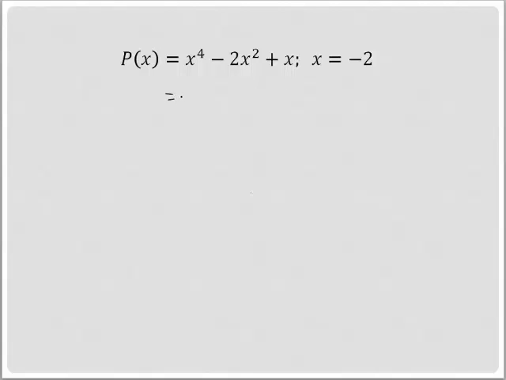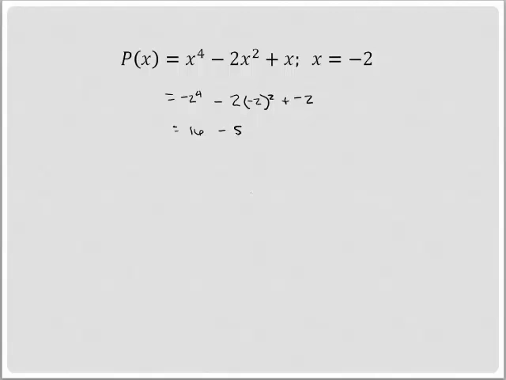So let's start by putting it in. Negative 2 raised to the fourth, minus 2 times negative 2 squared, plus negative 2. All right, negative 2 to the fourth gives us 16. Negative 2 squared is 4. I'm sorry, we'll just use that 2 times negative 2 squared.